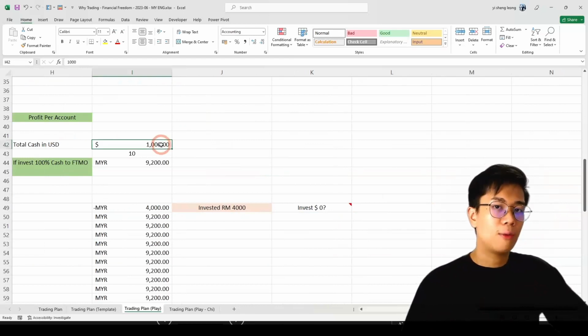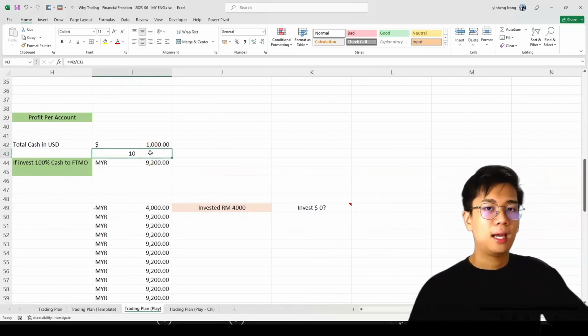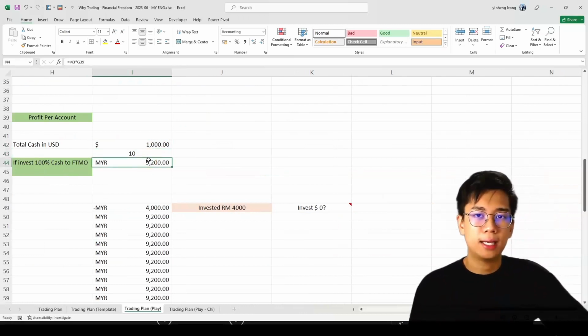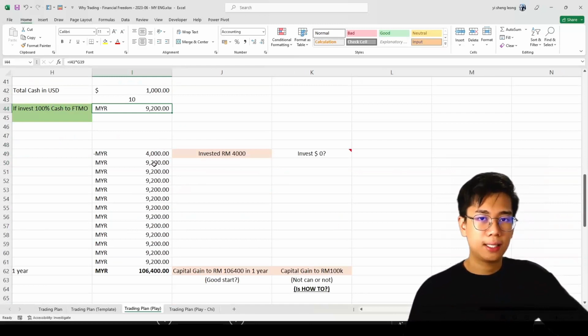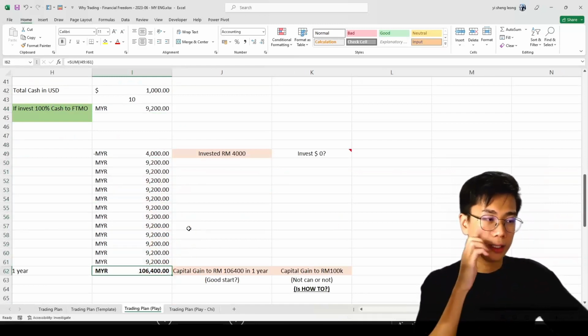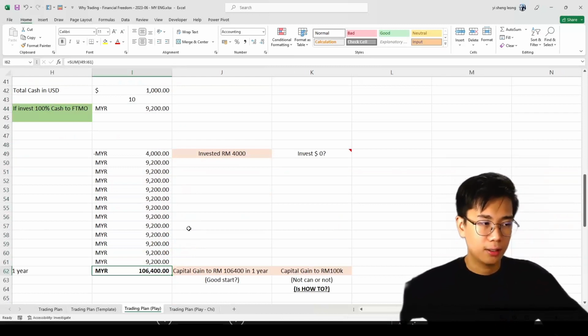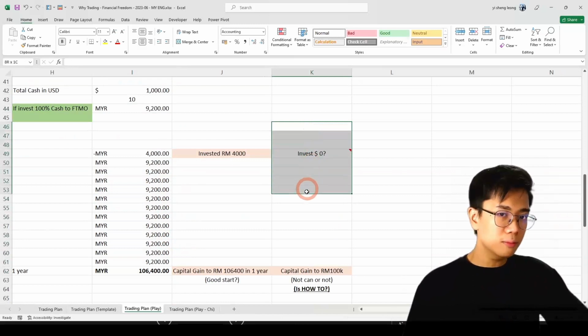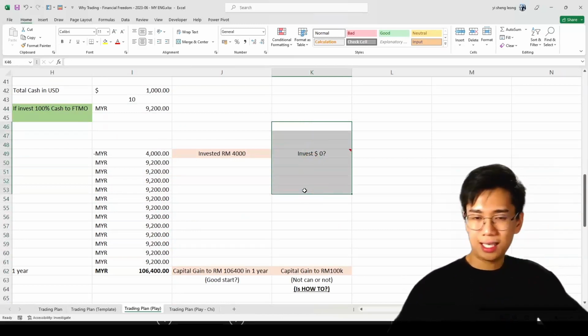So let's say you only have $1,000. $1,000 is about a leverage of 10. And then the profit sharing is about like this. Every single month is about $200. One year later, the capital still grows to 100,000. Still pretty good.